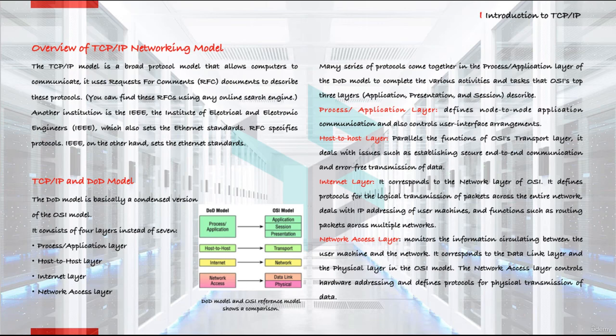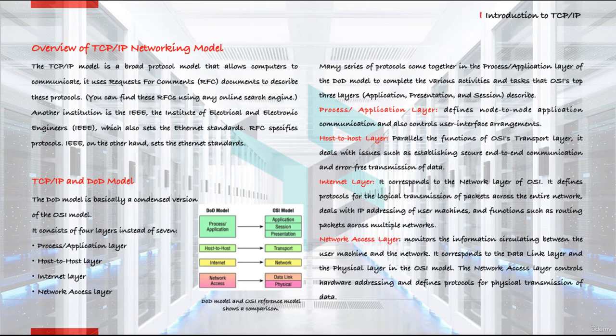The process application layer defines node-to-node application communication and controls user interface arrangements. The host-to-host layer is parallel to the transport layer of OSI, dealing with issues such as creating secure end-to-end communication and error-free transmission of data. The internet layer corresponds to the network layer of OSI, defines protocols related to the logical transmission of packets throughout the entire network, deals with the IP addressing of user machines, and functions such as routing packets across multiple networks are performed at this layer.